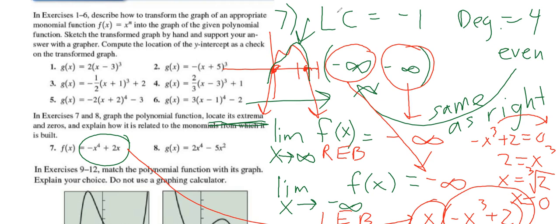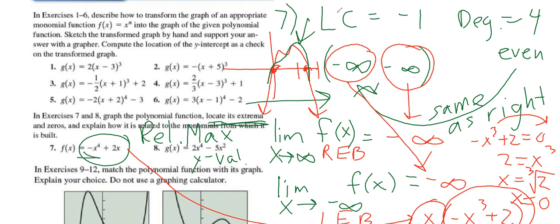It's a relative max. We know that relative maxes are what kind of values? Y values or X values? They're Y values, right? Relative mins, relative maxes, absolute mins, absolute maxes, they're all Y values that occur at some X value.